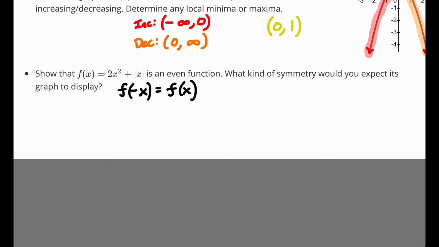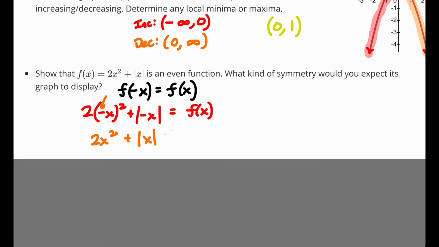So what I'm gonna do here is I'm gonna figure out this value here and see if it's equal to this where I started, this thing up here, the f of x value. So to do that, I'm gonna write 2 parentheses negative x quantity squared plus the absolute value of negative x equals f of x. From here, negative x squared is just going to be positive x squared, because a negative times a negative is just going to be a positive. The absolute value of that negative x is going to be the same as just the absolute value of positive x.